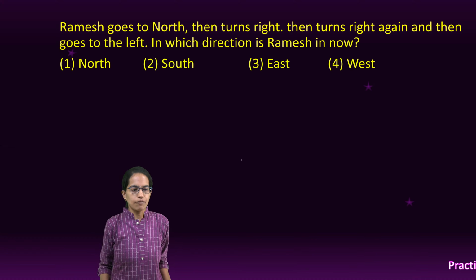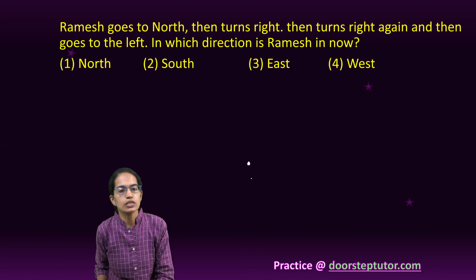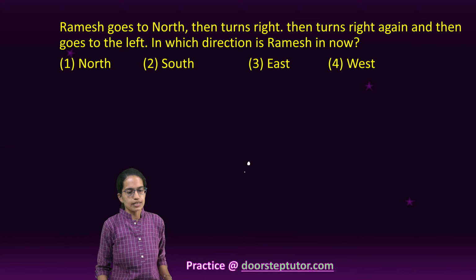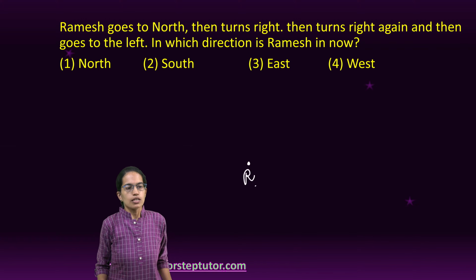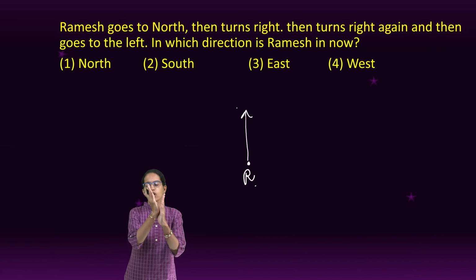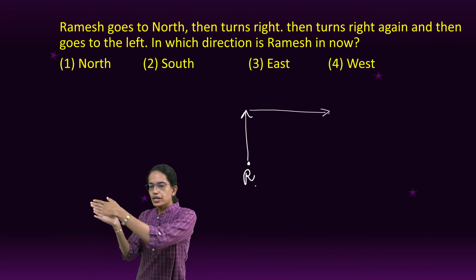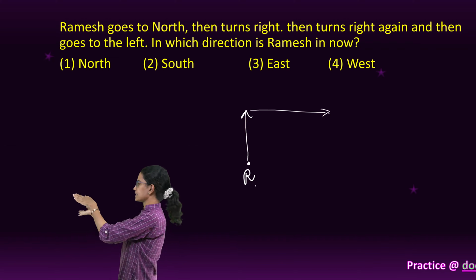The next is a very simple question on direction problem. Every time either you would have one question on direction or one question on blood relation. So here is Ramesh. Ramesh goes north. Then he turns right. Now from the north, what is right? This side is the right. So he would go right. Now he turns right again. Now he is facing in this direction.